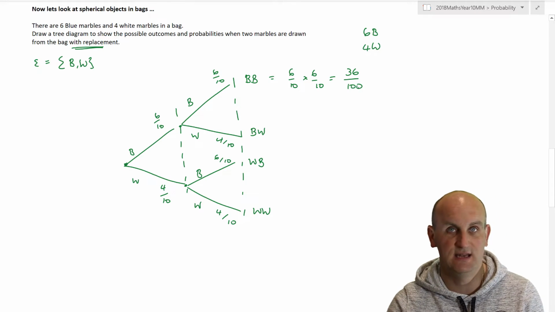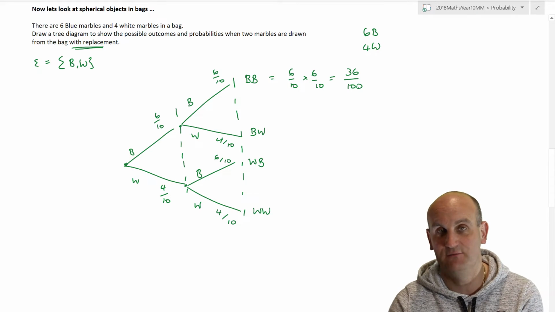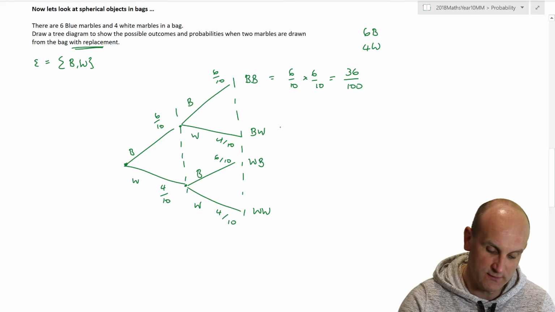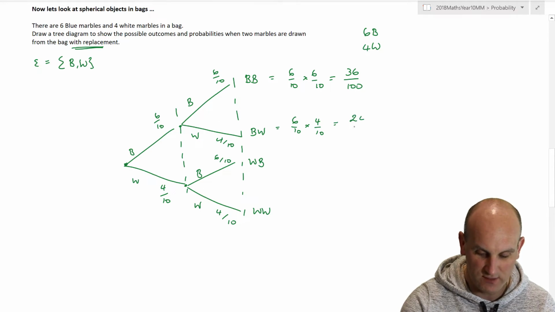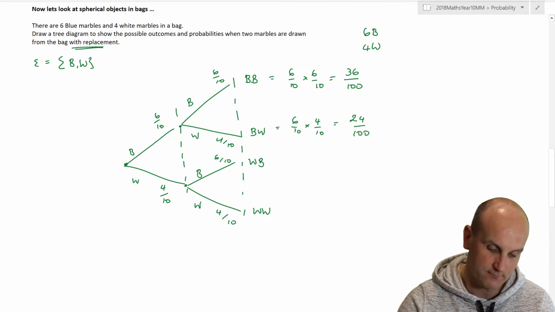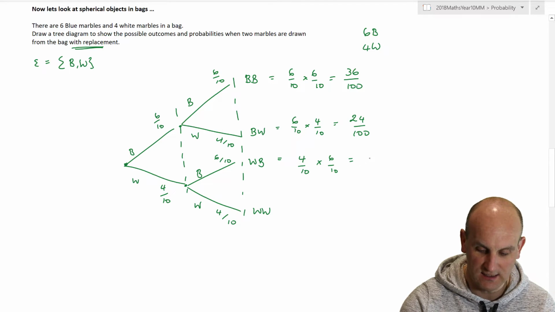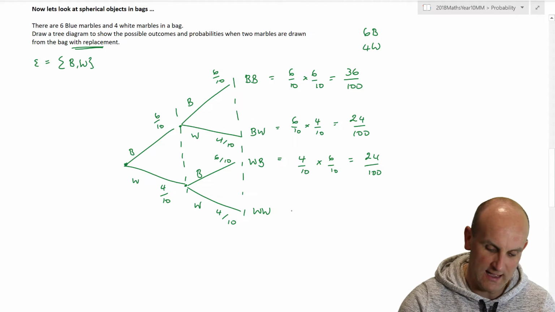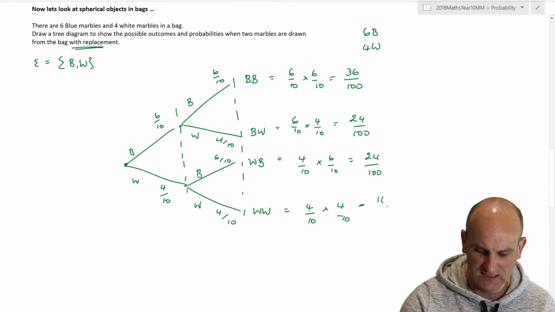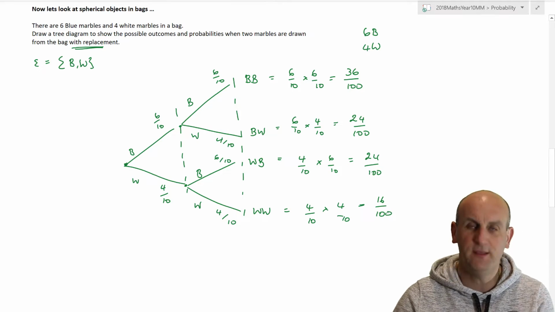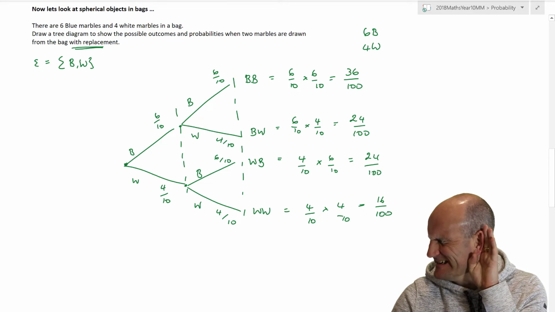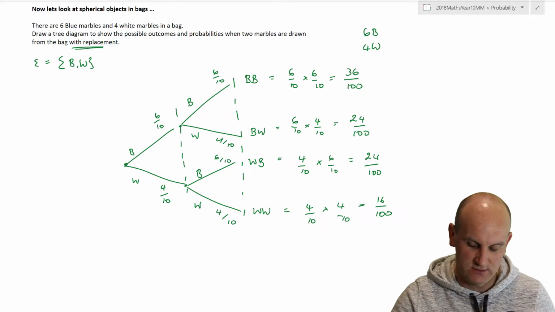Now, don't cancel these down at this moment in time. My advice to you is leave them for checking purposes, and I'll explain what that means in a second. Right, blue is 6 over 10, followed by white, which is 4 over 10, which is 24 over 100. This one is 4 on 10 times 6 on 10, which is luckily 24 over 100. And white followed by white is 4 on 10 times 4 on 10, which is 16 over 100. And the crowd goes crazy. Or was that just me in my head? Yeah, I thought so too.